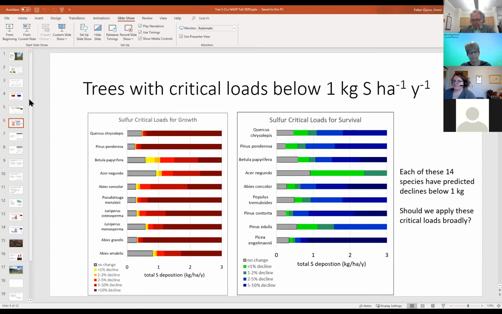And within the set of 40 trees with any sulfur growth critical loads and 51 trees with any sulfur survival critical loads, there are 10 species with the sulfur growth critical load below 1 and 9 species with a sulfur survival critical load below 1. And for each of those 14 species, we would predict declines at sulfur deposition rates less than 1 kilogram. And so the question is, should we apply these critical loads broadly across the Park Service?